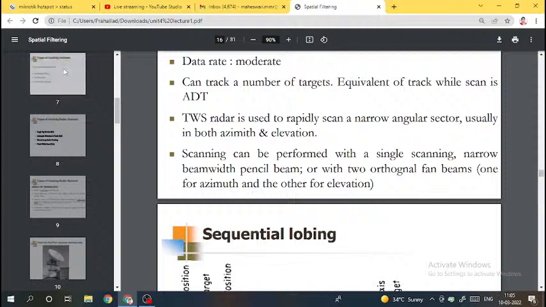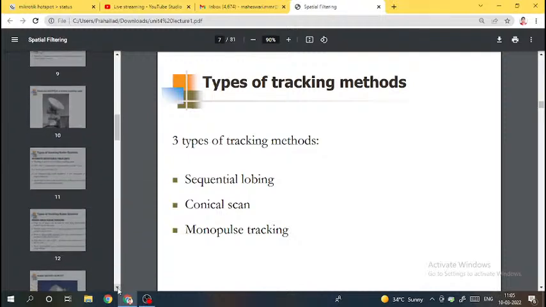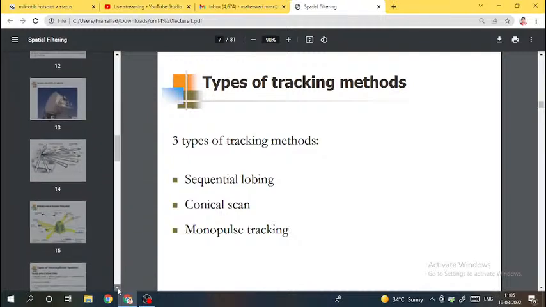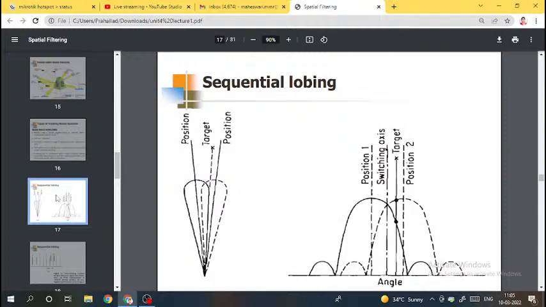To find the error, I have told you we have three types of methods. This is actually in our syllabus. Three types of tracking methods: one is sequential lobing, the other is conical scan, and the third is monopulse tracking. Now we'll see the first one, sequential lobing, and how using it you can find the error. In sequential lobing, your antenna has a beam which is switched between two different positions initially.